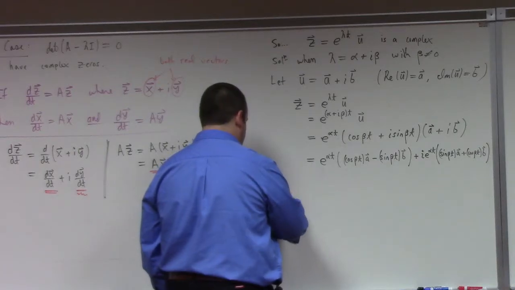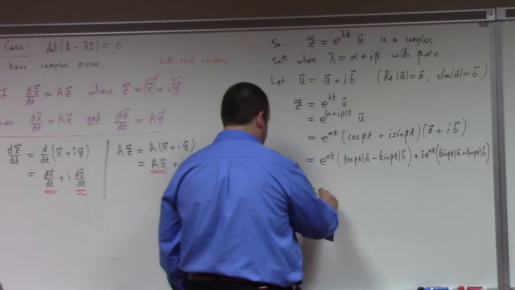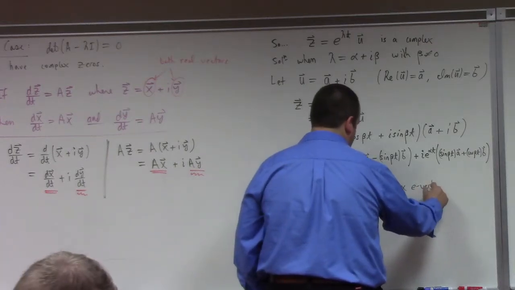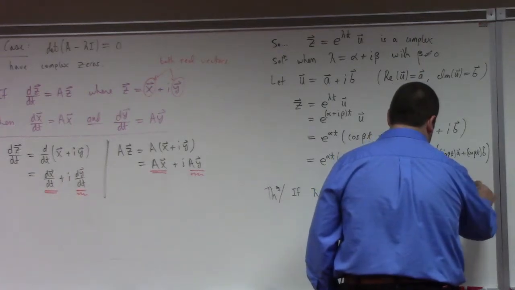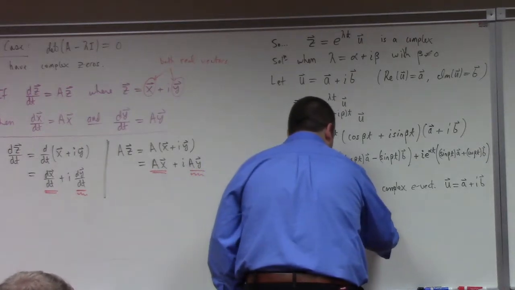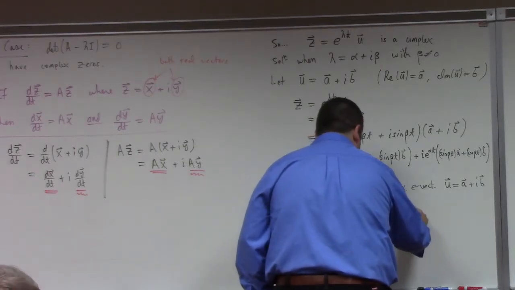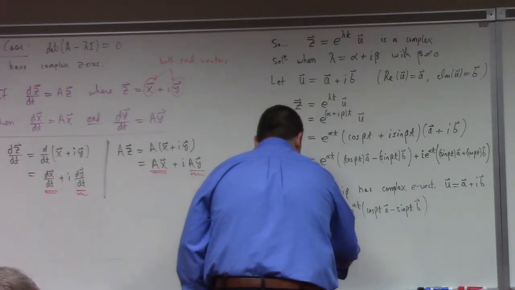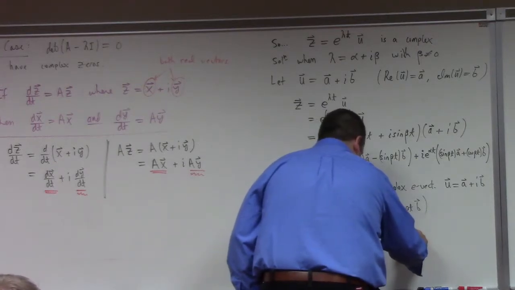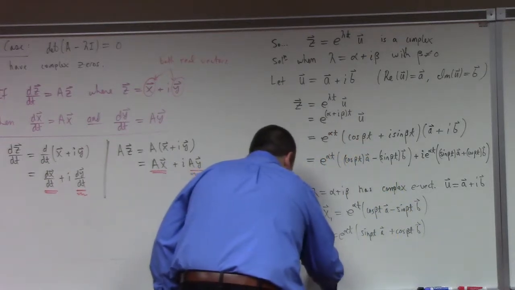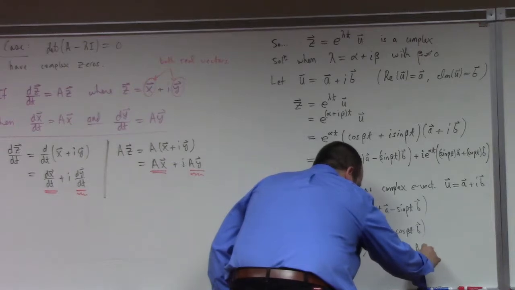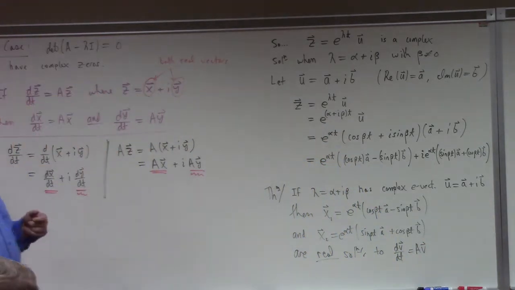So here's our theorem. If lambda equals alpha plus i beta has complex eigenvector u equal to A plus iB vector, then x1 equal to e to the alpha t times cosine beta t A minus sine beta t B, and x2 equal to e to the alpha t times sine beta t A plus cosine beta t B are real solutions to dv/dt equal to Av. I'm assuming, of course, that that's a complex eigenvector of A.